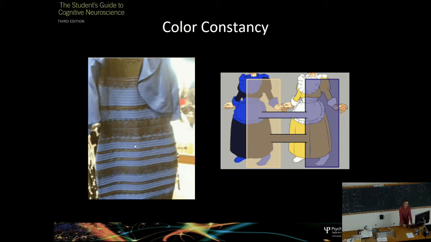This is colour constancy, and basically what's happening here is that everybody's retina is being stimulated in exactly the same way. Okay, so let's get rid of that information. What's happening is that our brains are interpreting it differently. And it's partly nothing to do with the dress, it's partly because we don't know exactly what the lighting condition is here because of the cropping of it.